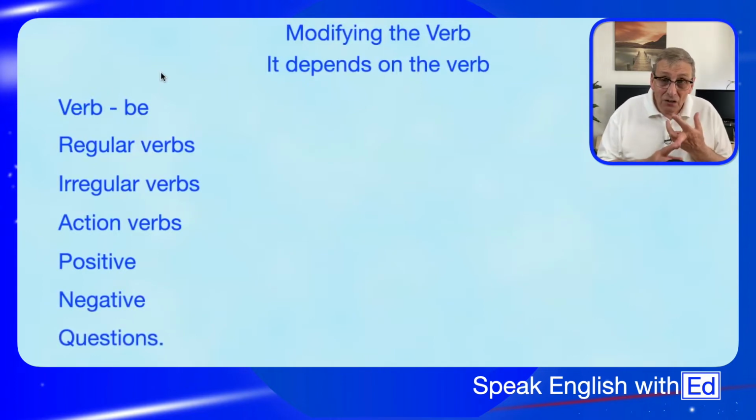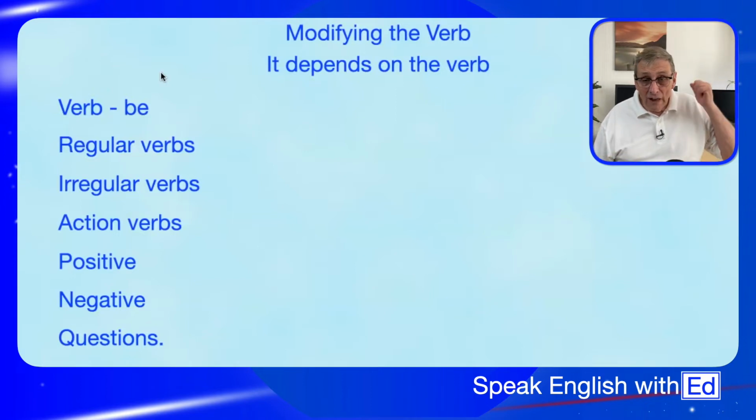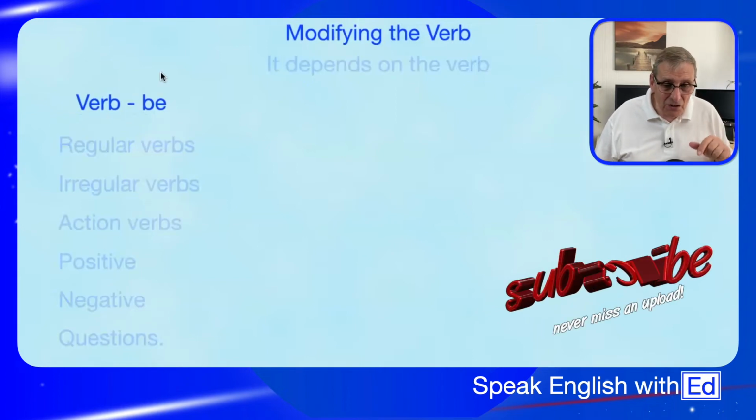There are regular verbs. There are irregular verbs. There's action verbs, verbs that tell an action of some sort. You can talk about a situation in a positive way. You can talk about it in a negative way, and these are both by modifying the verb itself. And you can also ask questions, and we do it all in the past in this video.